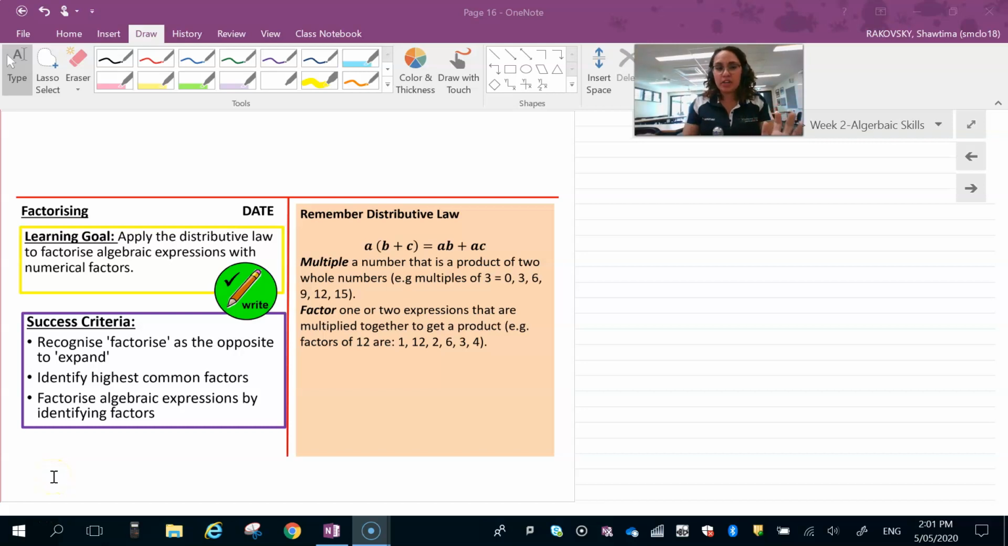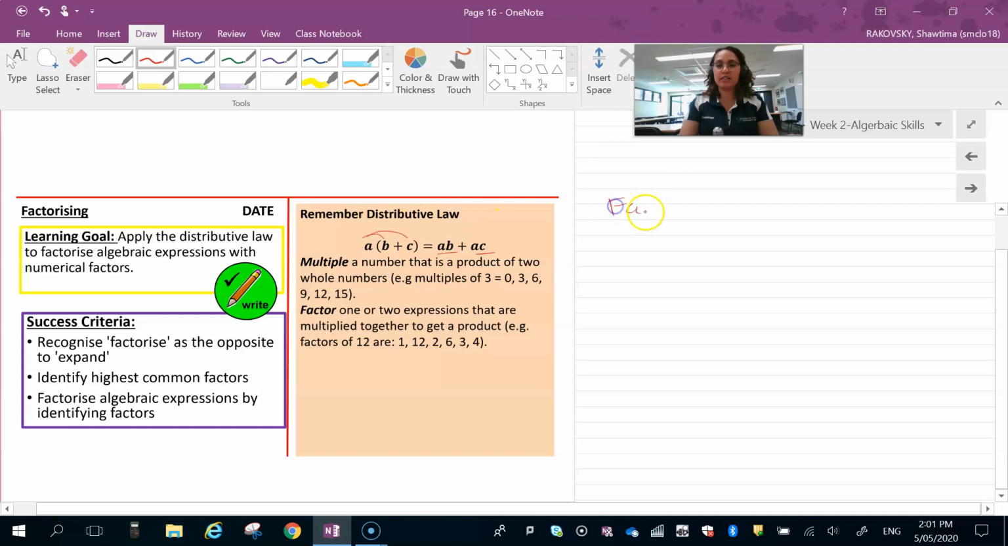Hey there everyone, in this video we're looking at factorising. In another video called expanding brackets, we looked at going the other way, where we take the value that's in front of the brackets and expand it to get this answer. What we're looking at in this video is how we take this and put brackets around it.